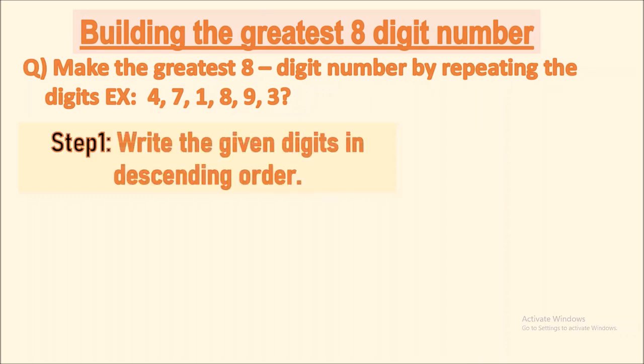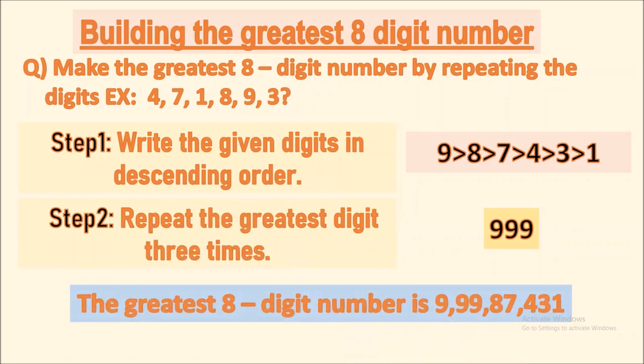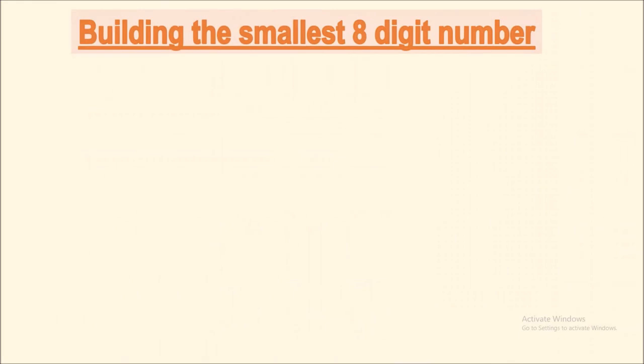So let's first see what is the first step. First step is to write the given digits in descending order. That will be 987431. Then repeat the greatest digit. Here 9 is the greatest digit, so we have repeated 9. So the greatest 8-digit number is 9,99,87,431. So let's go for the next one.